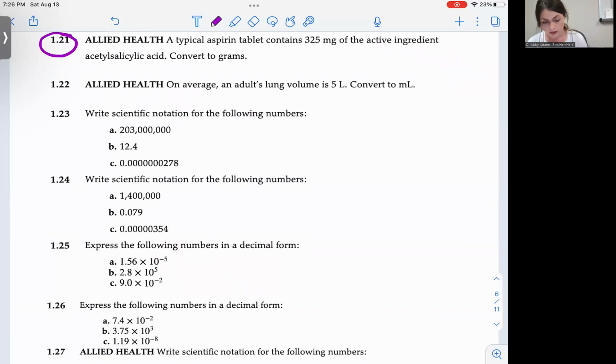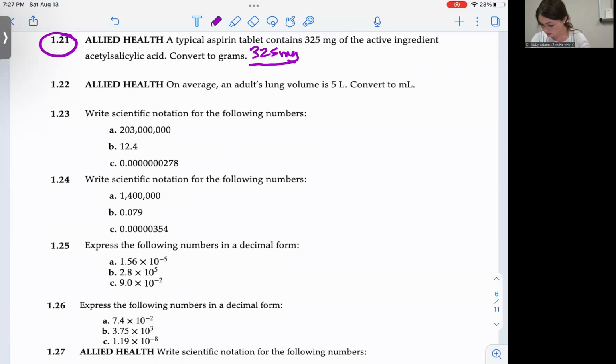1.21, an allied health question. I like these because these are really more applicable and less abstract. A typical aspirin tablet contains 325 milligrams of the active ingredient acetylsalicylic acid. Convert to grams. All right, so what do we have? Remember our steps? 325 mgs.